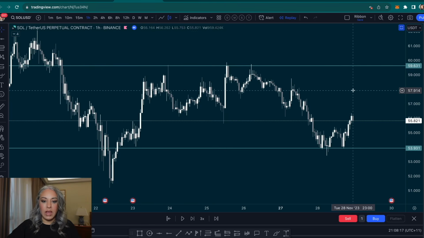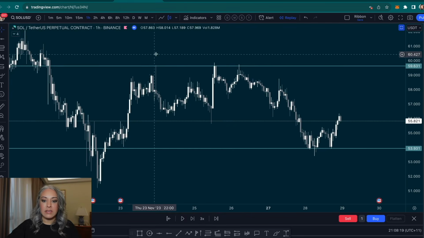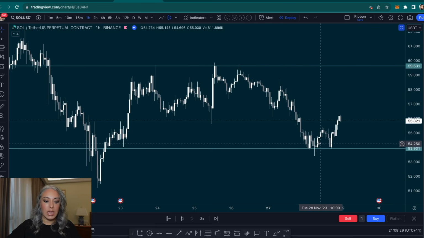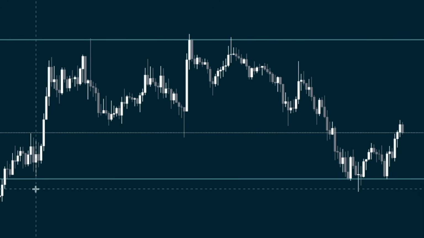So on the 1 hour time frame, I've simply drawn my resistance here because I can see that there is 1, 2, 3 touches to this area here. And on my support, I've drawn it here because 1, 2, and also 3 touches here.